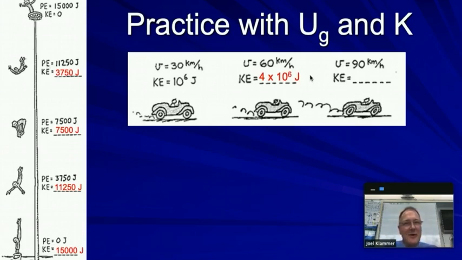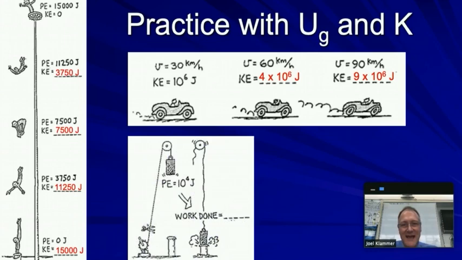What happens if I go up to 90 kilometers per hour? Well, you're like, wait, 60 to 90, that's not nice. Yeah, look at the original one. To go from 30 to 90, I triple the velocity. What's going to happen to kinetic energy if I triple the velocity? Well, 3 times the velocity squared is going to give us 9 times as much kinetic energy.